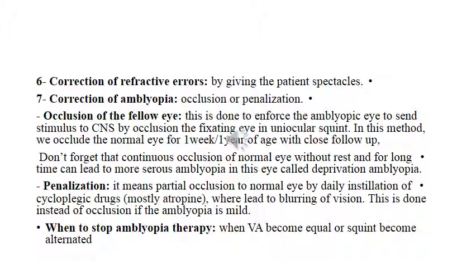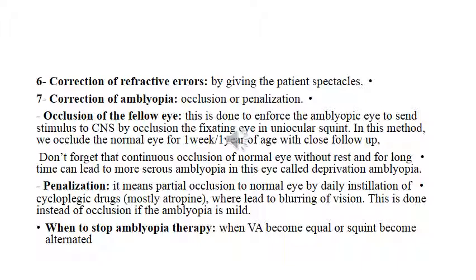We use these two procedures, one of them or both, in order to enhance the vision in this eye after we correct refractive error. So the principle of occluding one eye and leaving the other eye open is to force the amblyopic eye to send signals to the brain so that the brain will acknowledge this eye and respect it again. We choose the weak eye and leave it open, and we close the fellow eye. The duration of closure usually is 1 week for each 1 year of the age of the child.